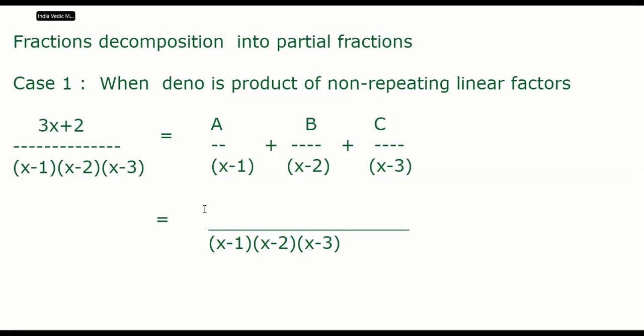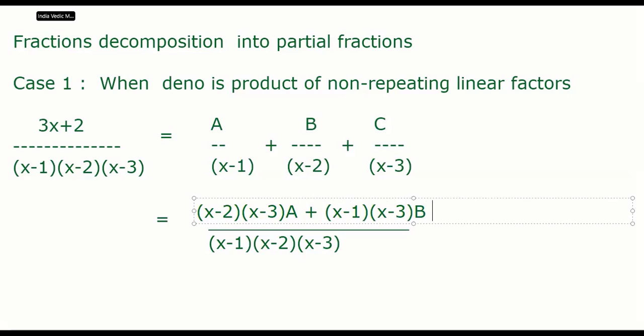And your numerator would be, for a, x minus 1 is gone, so it will be x minus 2, x minus 3 into a, plus... I am simply taking the LCM and doing simple fraction addition. For b, x minus 2 is gone, so x minus 1, x minus 3 and b. And the last one is c, x minus 1 and x minus 2 will be there. Correct? We can write it like this. Agree, everybody?